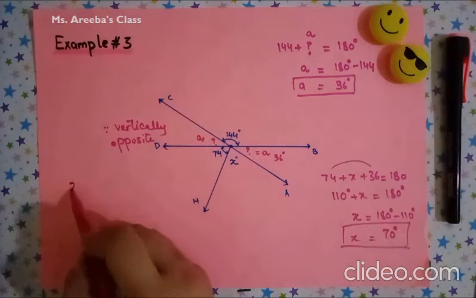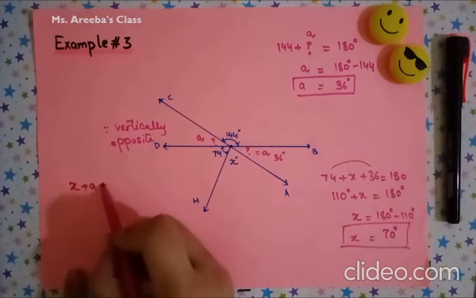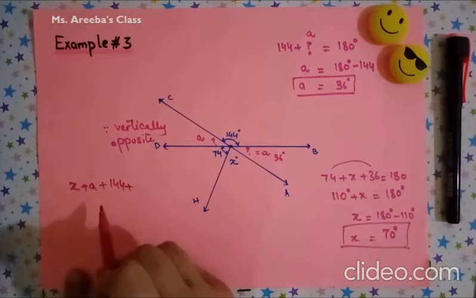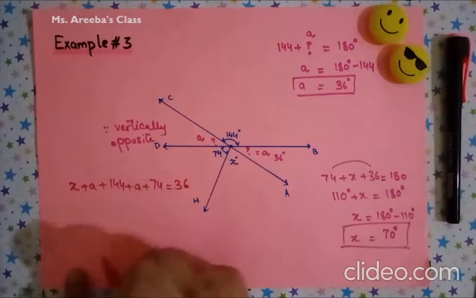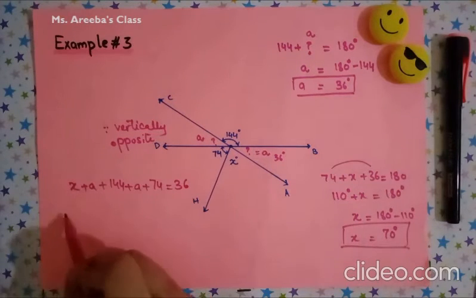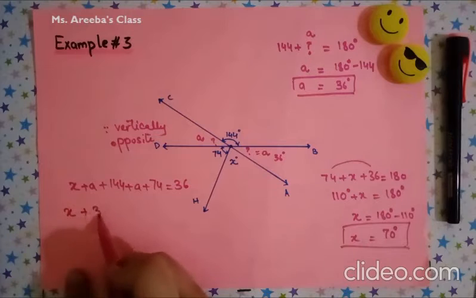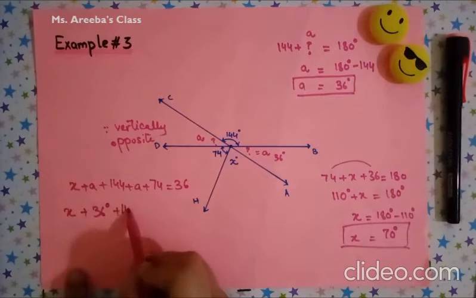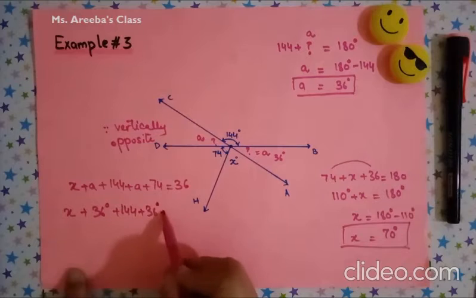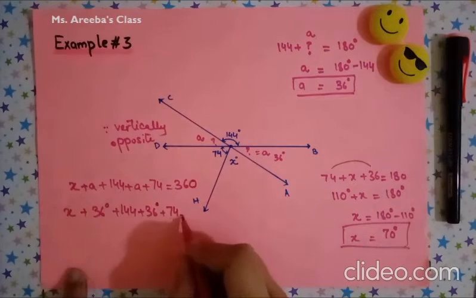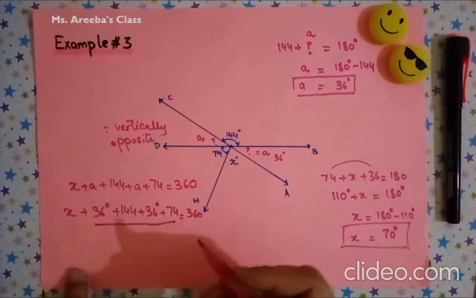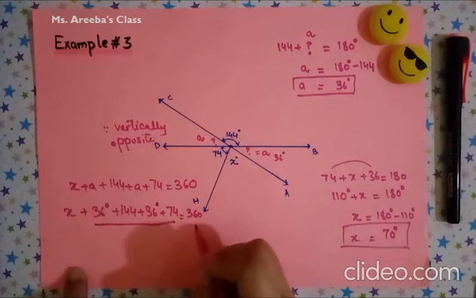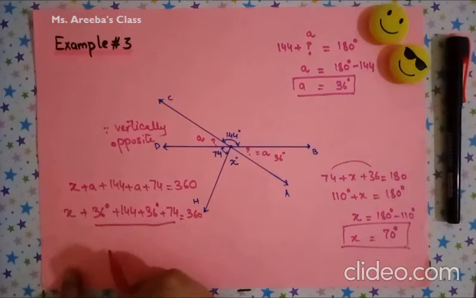So I can write it like this: x plus a plus 144 plus a plus 74 is equal to 360 degrees. Now here you can replace the value of a, which is 36 degrees: 36 plus 144 plus 36 plus 74 is equal to 360 degrees. Now you can add up all these constant terms and move them to the other side and subtract it from 360. So these all values will give us a sum of 290 degrees.